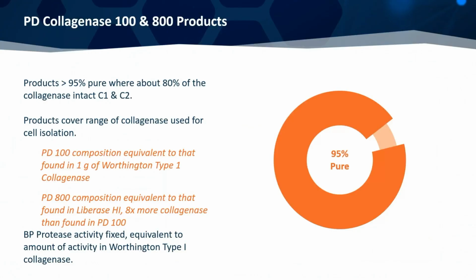The products cover a range of collagenase. The PD 100 is an equivalent activity to that found in 1 gram of Worthington type 1 collagenase. That's the prototypical first collagenase product used back in the 1960s and still used a lot today. The PD 800 composition is equivalent to that found in Liberase HI, has 8 times more collagenase. And of course, as I mentioned, we fix the BP protease activity, and that's equivalent to what would be found in a Worthington type 1 collagenase.